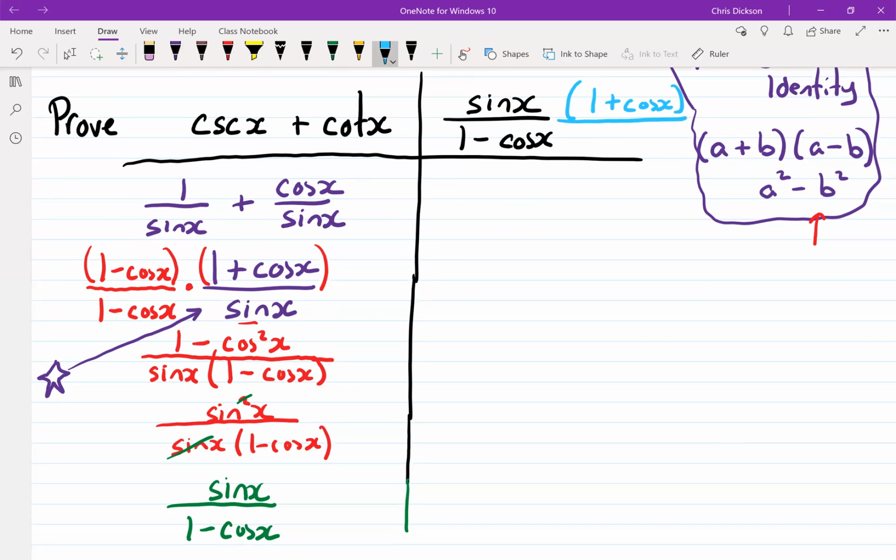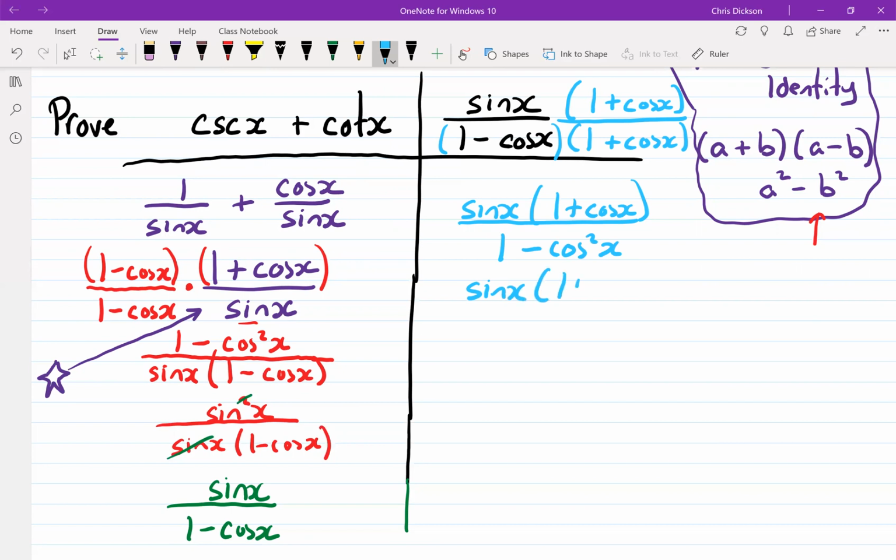But whatever I do to the top of the fraction, I have to also do to the bottom of the fraction. So that would give me sine x multiplied by 1 plus cos x all over. Now when I FOIL this out, or do my distribution, I get another difference of squares pattern. I'm multiplying two conjugates. So 1 minus cos squared of x. So I get sine of x times 1 plus cos of x all over sine squared x. And then signs cancel. So I get 1 plus cos of x all over sine of x. And that equals the thing in purple there.